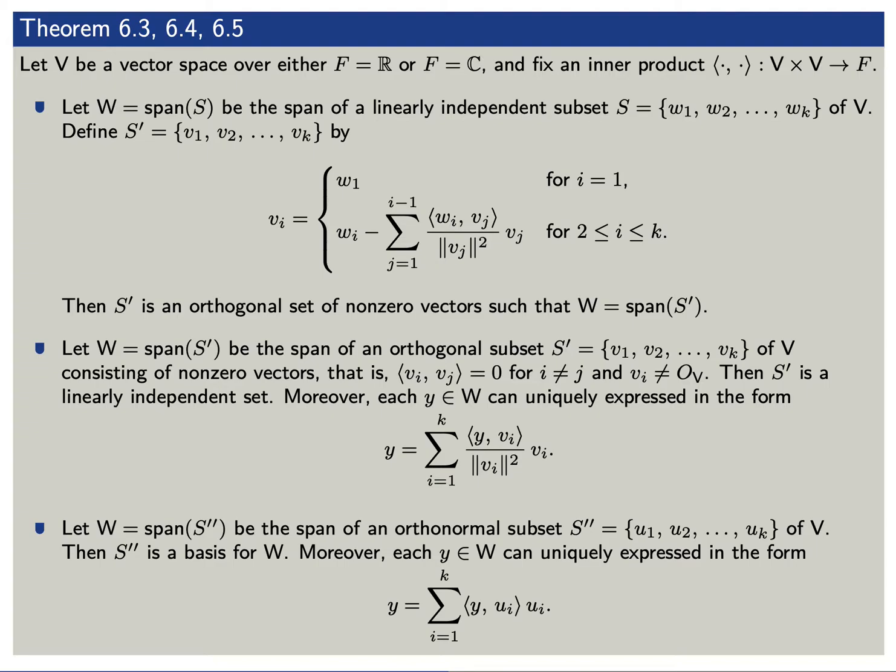Finally, say that W is the span of some orthonormal set S double prime. Remember that orthogonal says that the inner product of vi and vj is 0 whenever i is not equal to j, whereas orthonormal is an orthogonal set such that each of the vectors is normal. That is, the norm of u sub i is equal to 1. Then S double prime is a basis for W. Moreover, every vector y in this span can be uniquely expressed in the form that you see here on your screen. Again, the idea is that an orthogonal set, or even an orthonormal set, is a very nice basis. And we can not only express every vector y as a linear combination of the elements in this basis, but we can actually express it so that we have nice explicit coefficients.